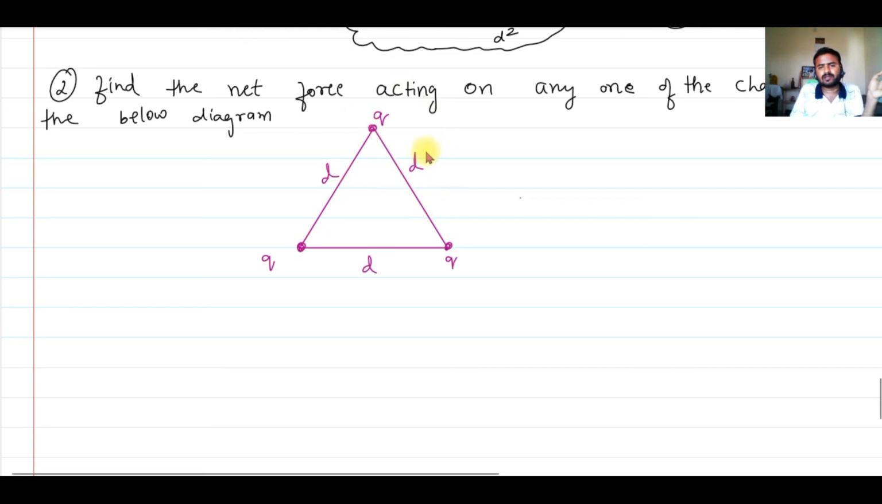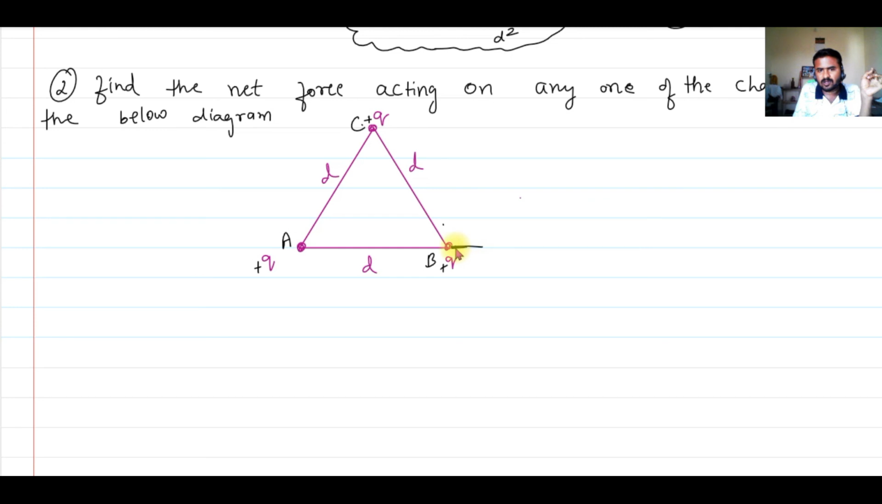Now they're asking you to find out the net force acting on any one of the charges. Let us consider the net force acting on the charge at this corner. Let us also name the corners A, B, and C. Now the charges at all the corners are Q, and let us find out the direction of force that the charge at B will experience due to the charge at A. All of them are positive charges, like charges. The question also says that all the charges kept at the corners are like charges, so they will all repel each other. If you consider the charge at B, it will get repelled by the charge at A.